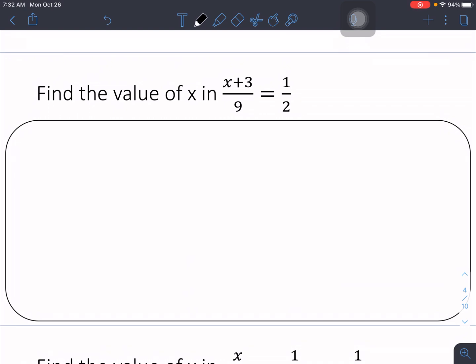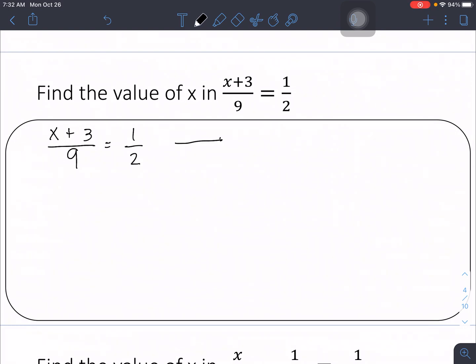For this, I would like to rewrite this equation. So, again, this is a rational equation. (x + 3)/9 is equal to 1/2. With this, I would like to remove this denominator in an appropriate way. So maybe I could perform multiplying both sides of an equation with their LCM. Okay, so the LCM of 9 and 2 will be 18.